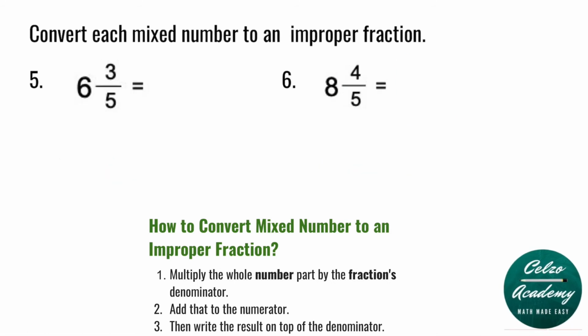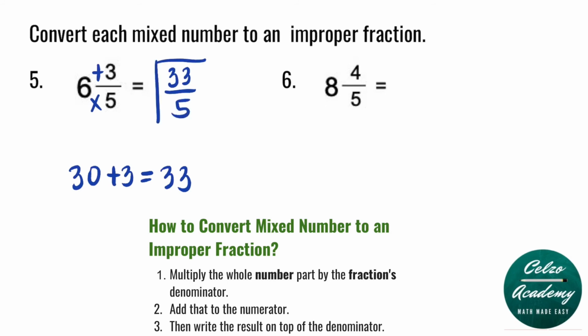Question 5. 6 3/5. Step 1 is to multiply the whole number 6 by the denominator 5, which is 30. And we will add 30 to the numerator 3, and 30 plus 3 is 33. So we will have 33 over the denominator 5. So the answer is 33 over 5.